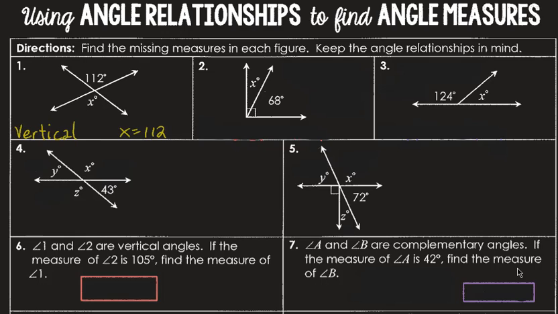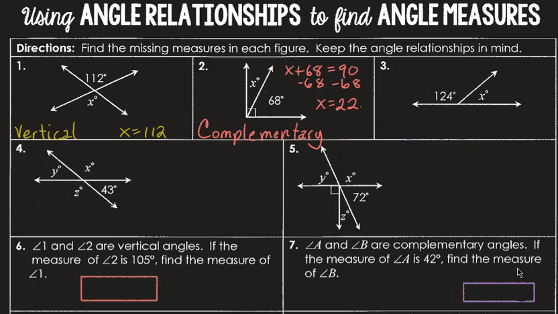Number 2. In this example, we have a pair of angles whose sum is 90 degrees. This makes them complementary. Again, complementary is two angles whose sum is 90 degrees. So x plus 68 is equal to 90 degrees. And now we're going to solve. Subtract 68 from both sides. X is equal to 22.